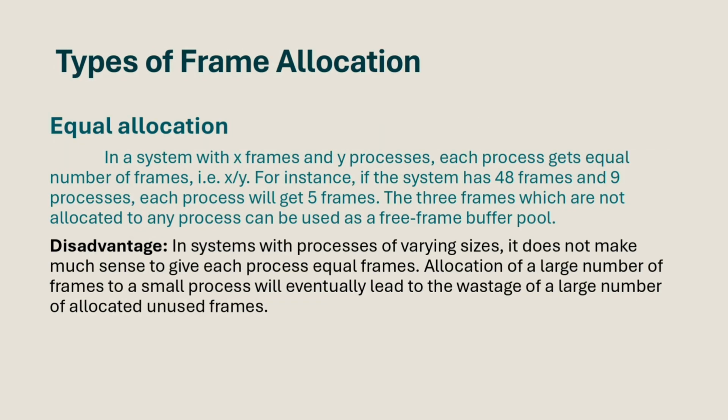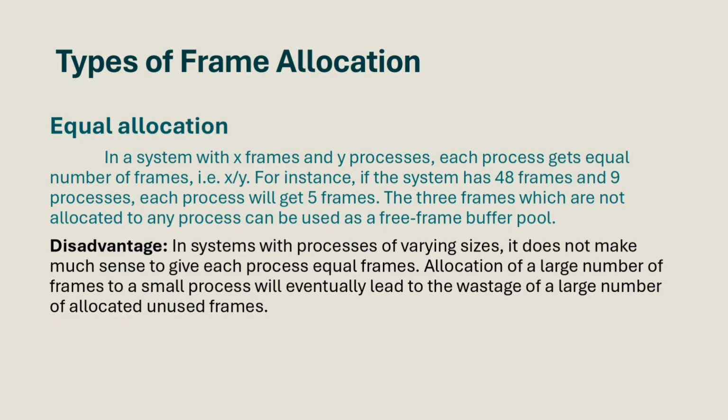So the first type of frame allocation algorithm is equal allocation. In this, the frames are allocated equally to all processes. So consider a system with X frames and Y processes. And here each process gets an equal number of frames, that is X by Y. Let's take a look at an example. If the system has 48 frames and 9 processes, here each process will get 5 frames and the remaining 3 frames will be used as a free frame buffer pool.